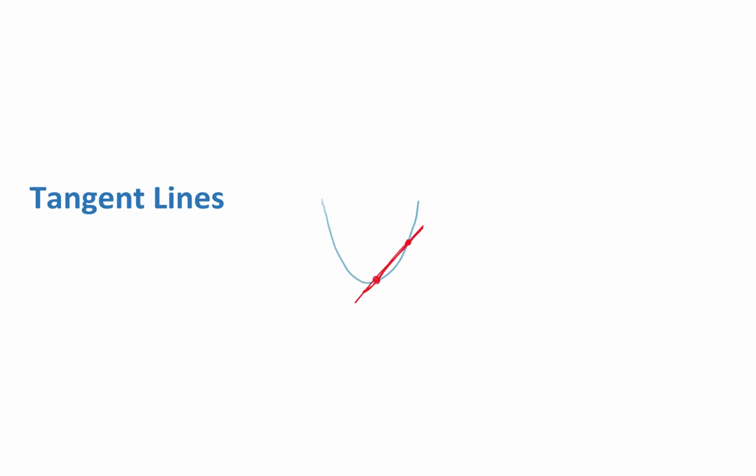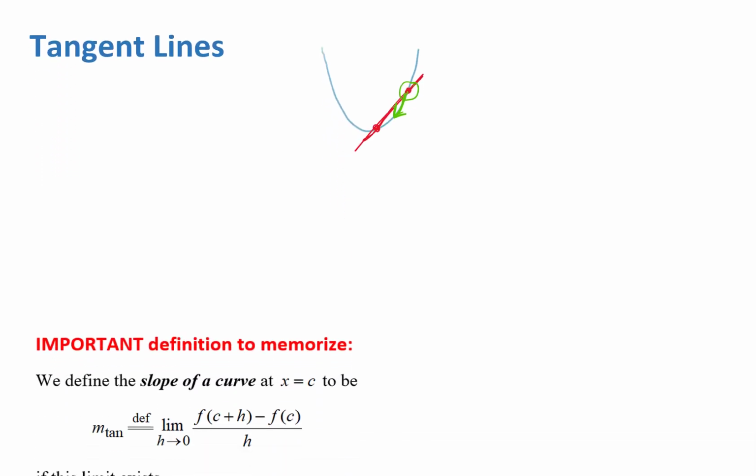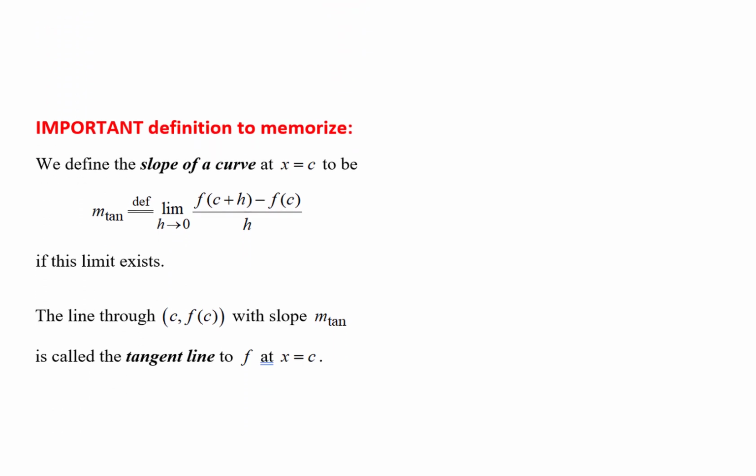And then one of the questions that we talked about is to think a little bit about what would happen if we would take that second point and let that get closer and closer and closer to that first point. So that's essentially what we're going to be looking at here, is what would happen when I take the second point on my secant line and let that second point get closer and closer and closer to the first point, and really consider that in terms of a limit. So we have a big deal important definition to memorize. You see where it says important definition to memorize? That's really true. You need to know this.